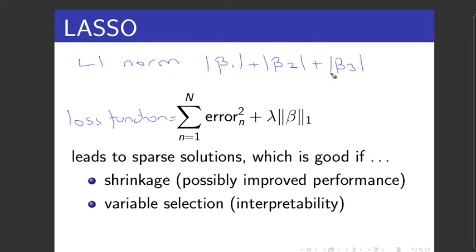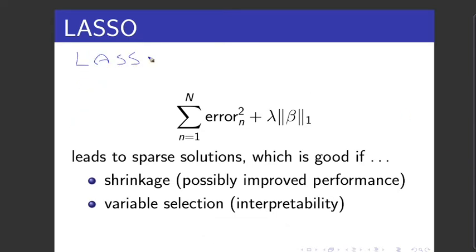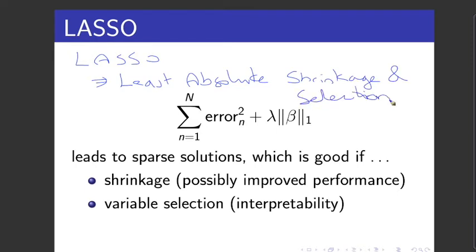Because this is the L1 norm, this is also known as L1 regression or L1 penalization. But Hastie and Tibshirani, who popularized this, also call it the LASSO. LASSO, which they claim stands for least absolute shrinkage and selection operator. I can't even write that all. Shrinkage and selection operator.